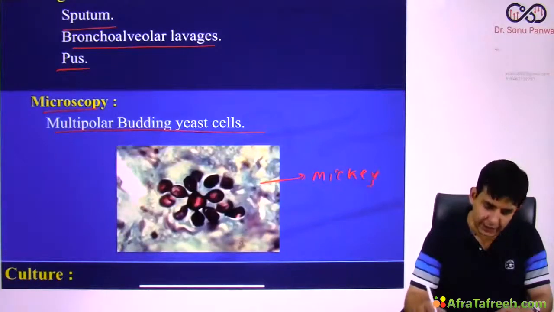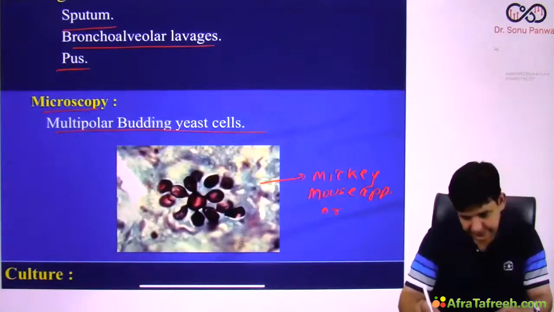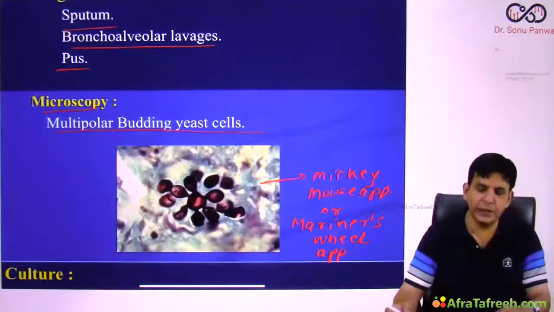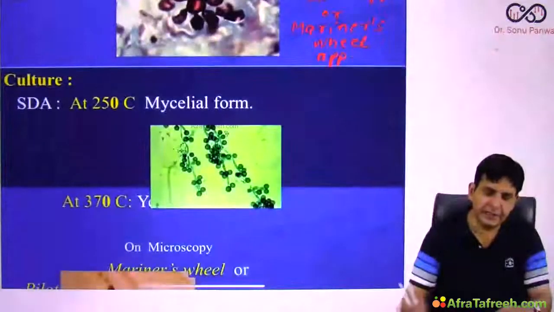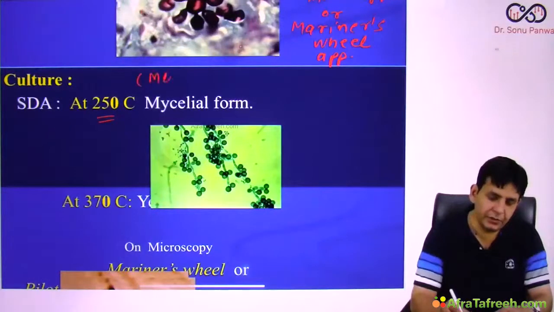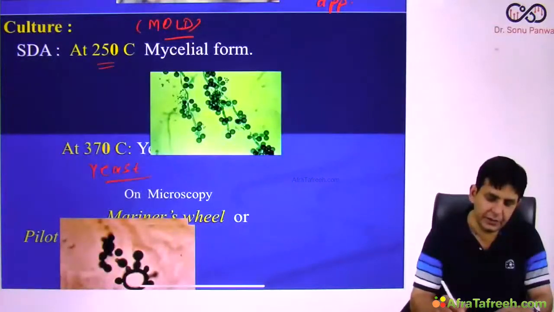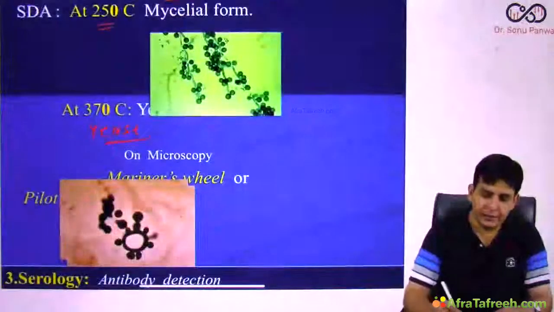Mickey Mouse appearance, or you can say mariner's wheel appearance. So that also you need to remember. This is the mycelial form, which happens at 25 degrees centigrade, meaning that is the mold form of it. And the yeast form of this, I have already told you just now, is the mariner's wheel, or this particular one, the Mickey Mouse appearance.